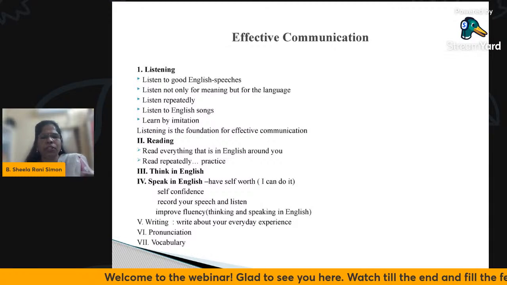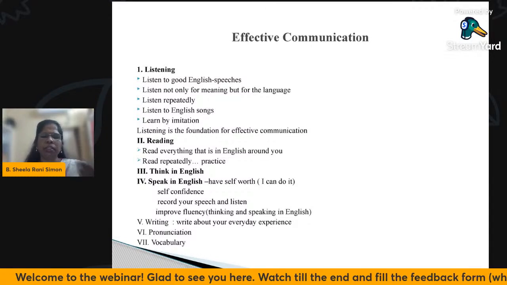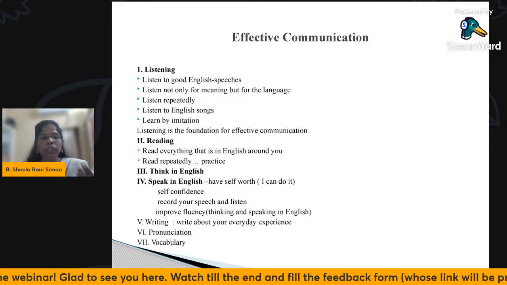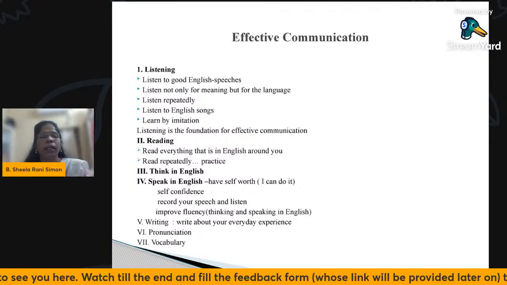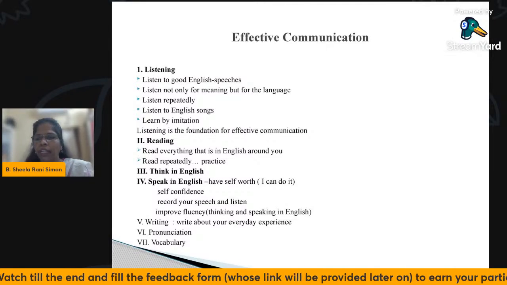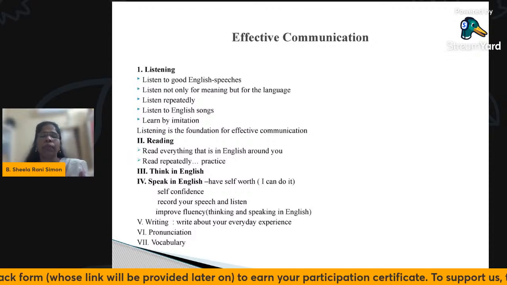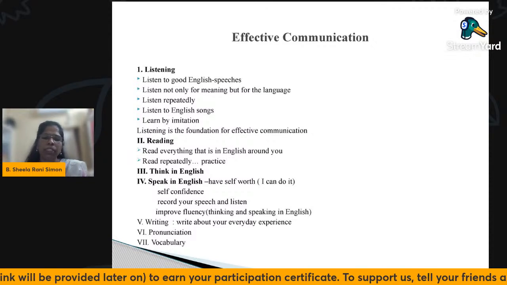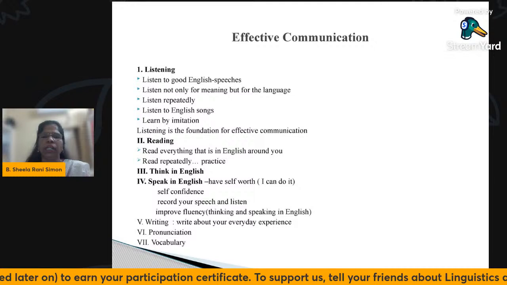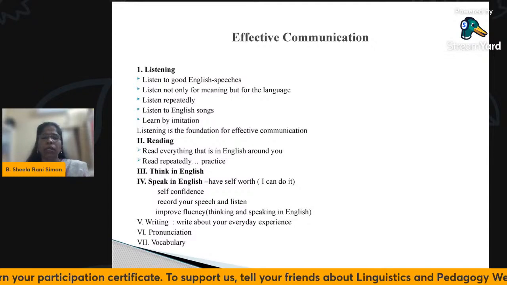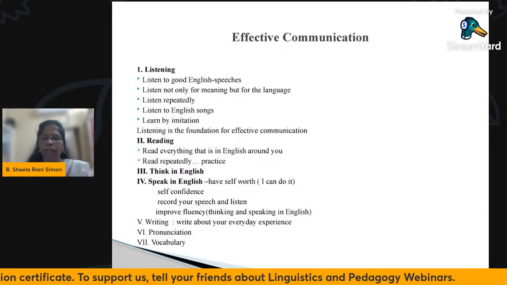So if you listen to good English speeches and good language, probably you will be good imitators of the language, because we have told our students, and we ourselves have learned, that we learn a foreign language through imitation, and imitation is the best means of picking up a language. So listen, not only for meaning, but also for the language.